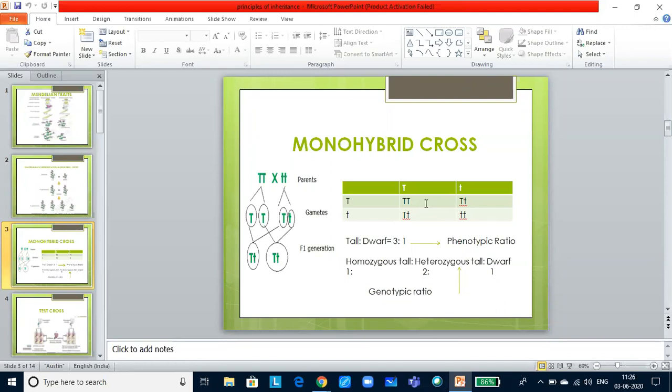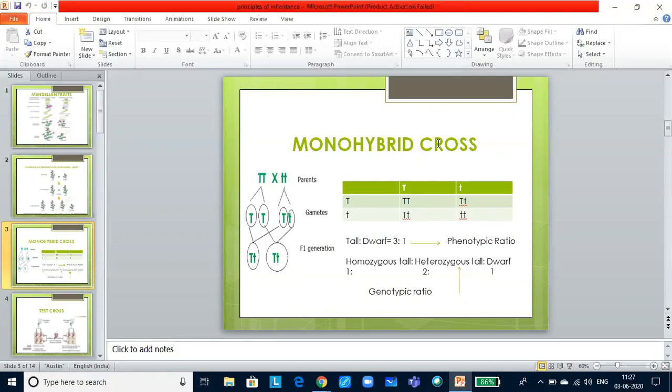Now, the trait that is expressed both in homozygous condition as well as in heterozygous condition is said to be a dominant trait, and the trait that is expressed only in the homozygous condition, we call it a recessive trait. See here, capital T or capital T lowercase t corresponds to height. So this means tallness is dominant over dwarfness, and dwarfness is able to express only when there are similar genes, that is lowercase t and lowercase t, and that is why we call this trait dwarf a recessive trait. So I hope you have understood what is dominant and what is recessive, homozygous and heterozygous.